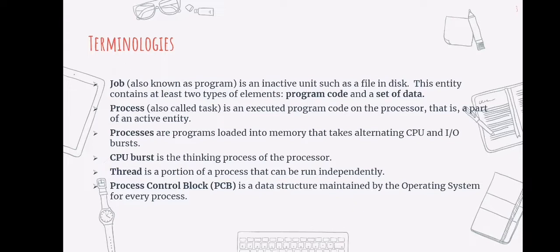Job, also known as a program, is an inactive unit such as a file in disks. This entity contains at least two types of elements: program code and a set of data. Next, we have process, also called tasks, is an executed program code on the processor that is a part of an active entity.